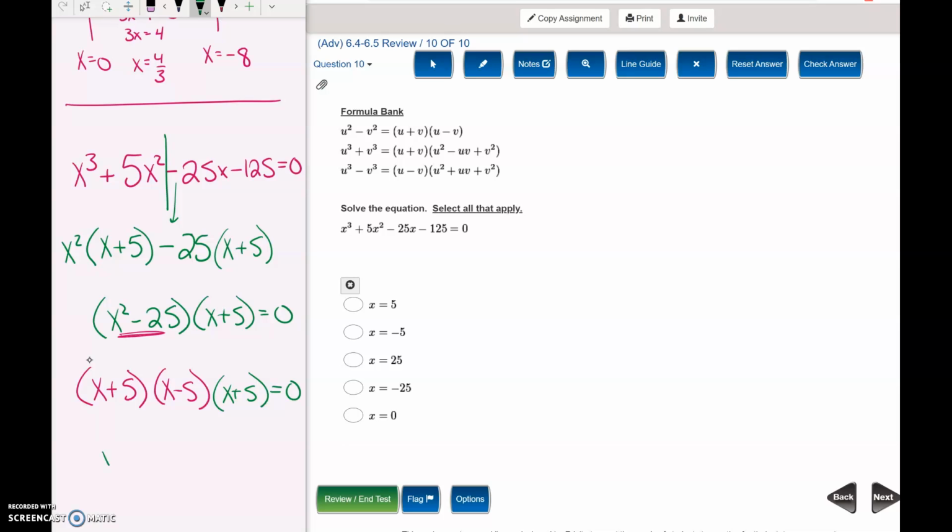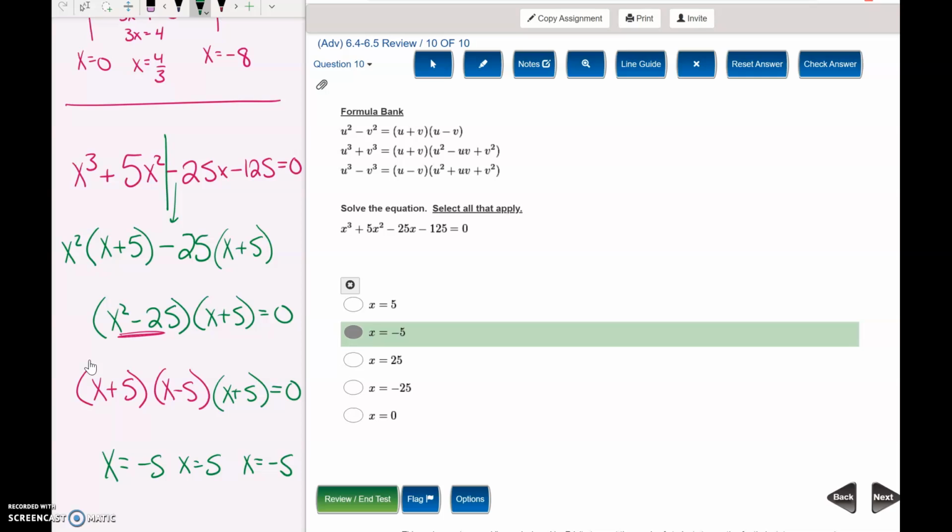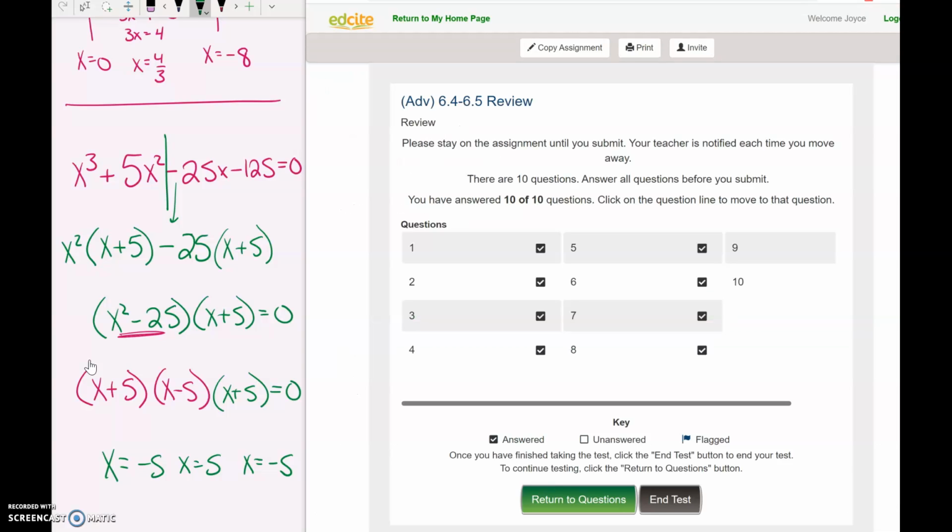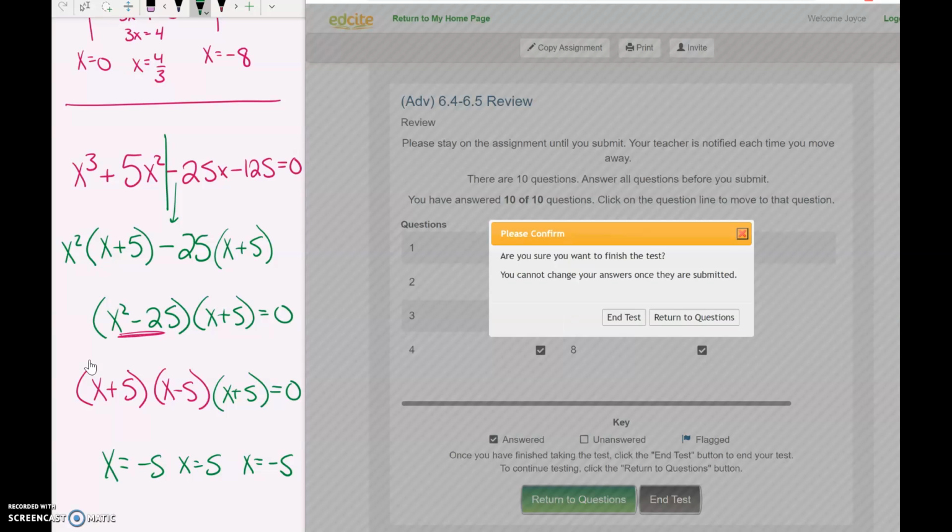So our solutions are negative 5, positive 5, and negative 5 again. We don't really need to mark it twice, so negative 5 and positive 5 are our solutions. Let's make sure I didn't make any mistakes.